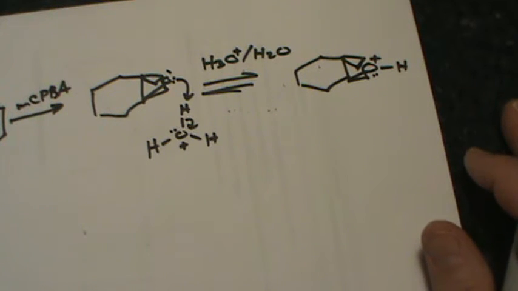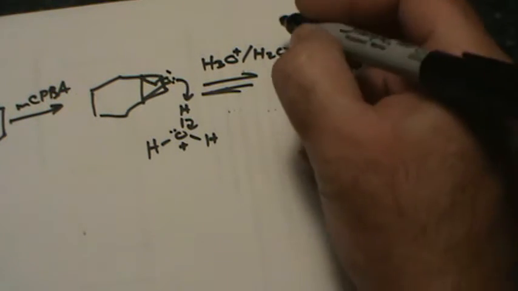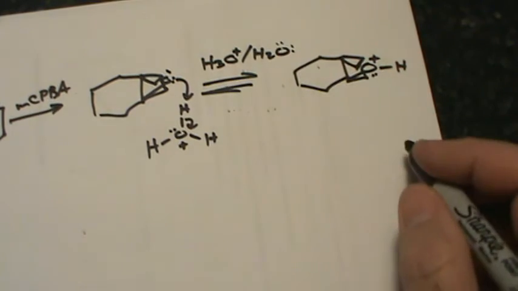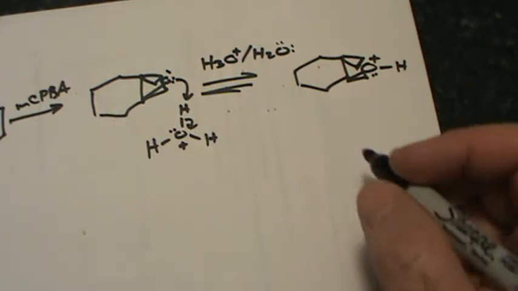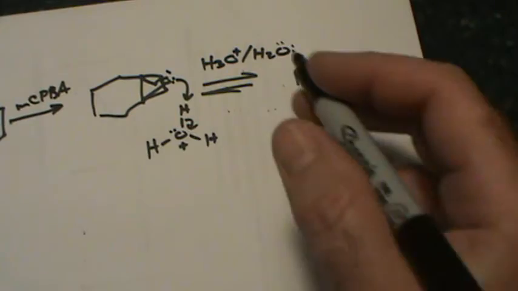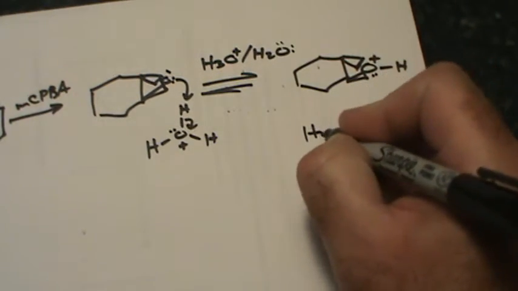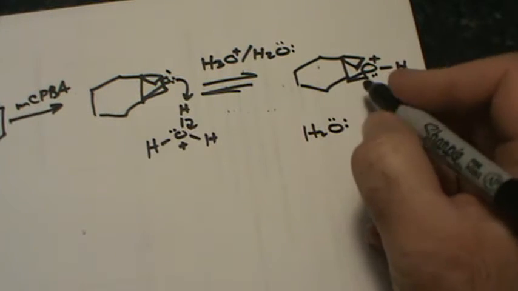Under these acidic conditions, we don't have a very strong base. We don't have a very strong nucleophile. Our strongest nucleophile is just water. We don't have OH minus present under these acidic conditions. Water's not a very strong nucleophile, but we've got an absolutely desperate electrophile here.